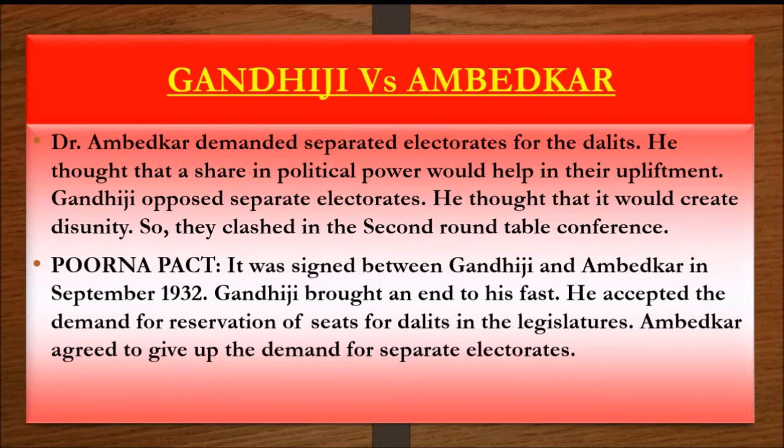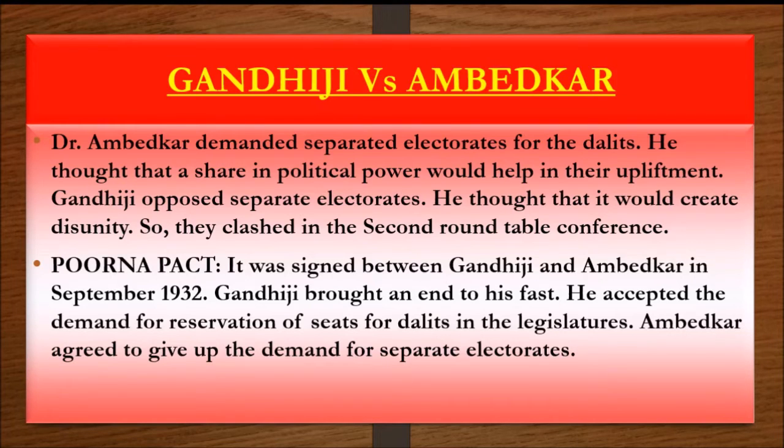So, when the British government conceded Ambedkar's demand, Gandhiji began a fast unto death. Fasting means, you know, without eating food. Gandhiji was of the view that separate electorates for Dalits would slow down the process of their integration in society. At last Ambedkar also gave up and accepted Gandhiji's position, and the result was the Poona Pact of September 1932.